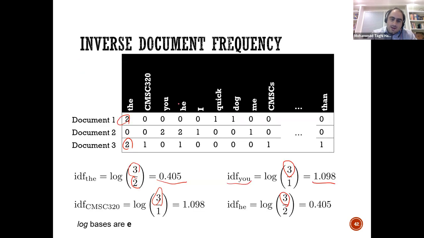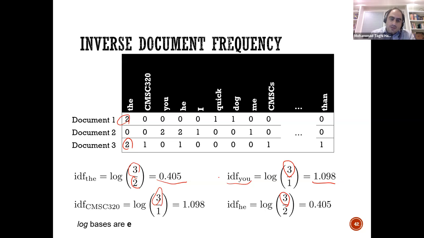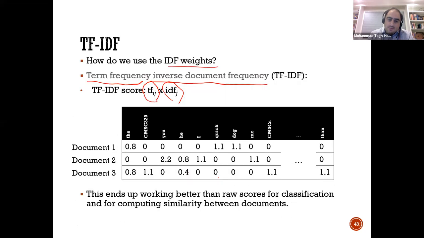So for example, here the IDF of "the" was 0.4 and IDF of U was 1 essentially, or 1.09. How many "the" did we have here? We had two, so 2 times 0.4 is 0.8. Here for U, we have 2 occurrences of U, and the weight of that is 1.09, that would be 2.2 essentially. So in this way, TF-IDF is a very natural way that people are using. It works better for scores, or the vectorization of documents that we are doing here. And this also works better for computing similarity between documents.